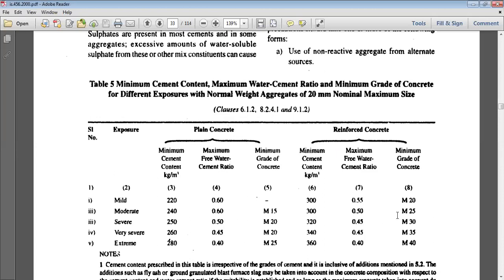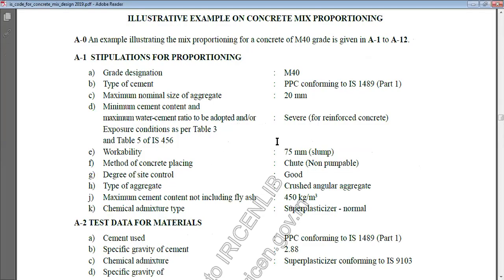Using this, for example, if it is M40, you can decide the water cement ratio of 0.4. Based on this also you can take the water cement ratio. Next I will go back to the IS code. Yeah, the condition is given.